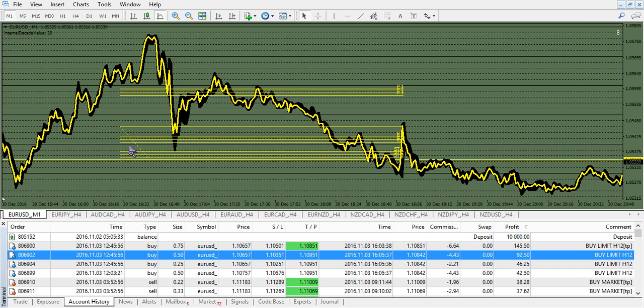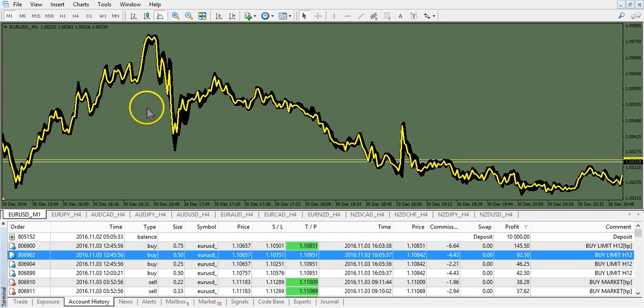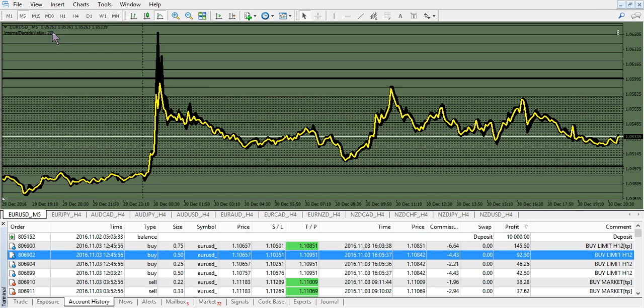This is a dotted line, a 2 pip grid. Can you see any setups on here? 1 minute chart. 5 minute chart. That is a 2 pip grid.